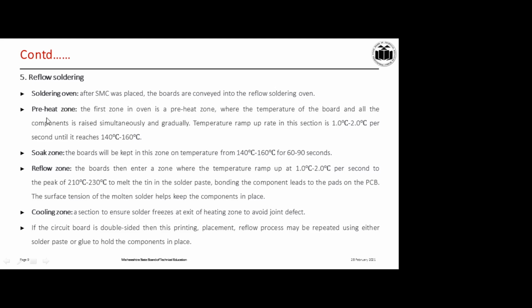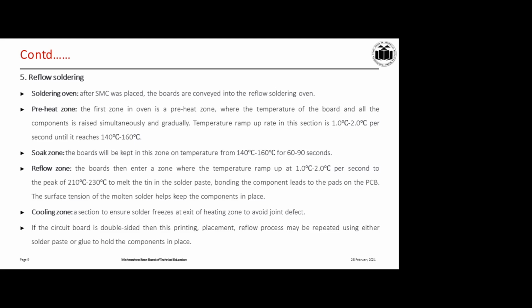The next is the first step in that, the preheat zone. This is the zone where the temperature of the board is raised gradually. Here we increase the temperature by 1 to 2 degrees centigrade per second until the temperature reaches 140 to 160 degrees centigrade. So this is the first temperature we have to keep in the preheat zone.